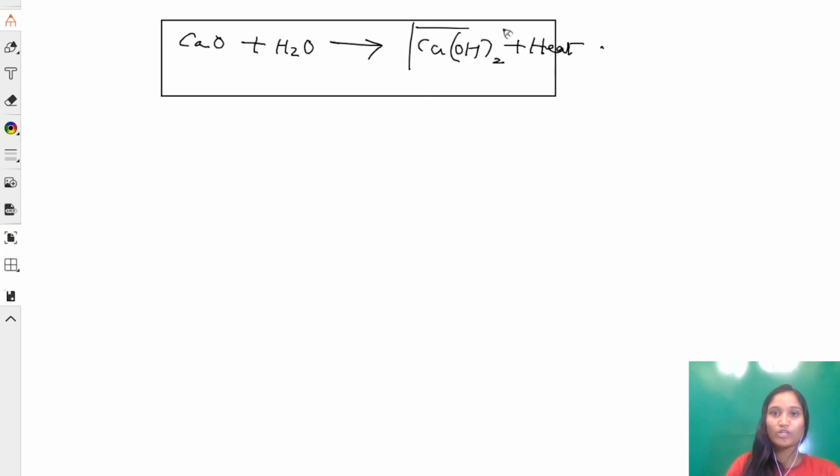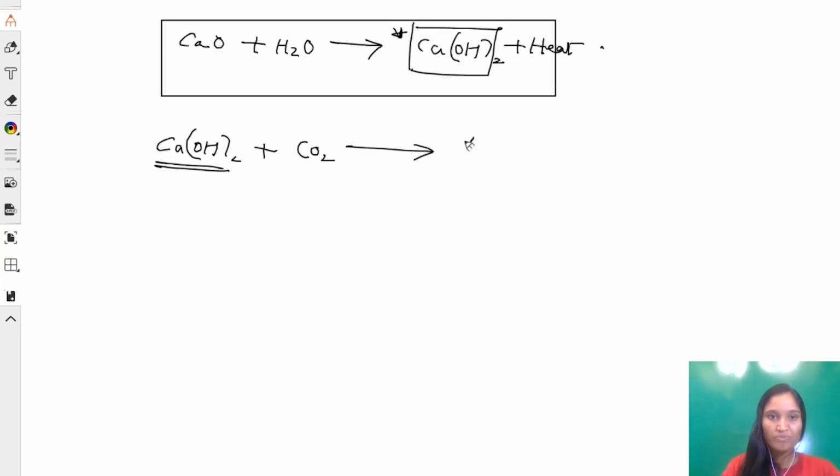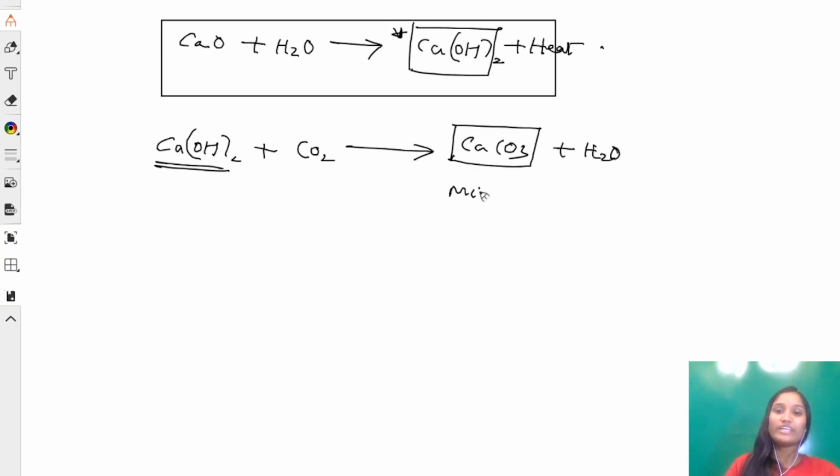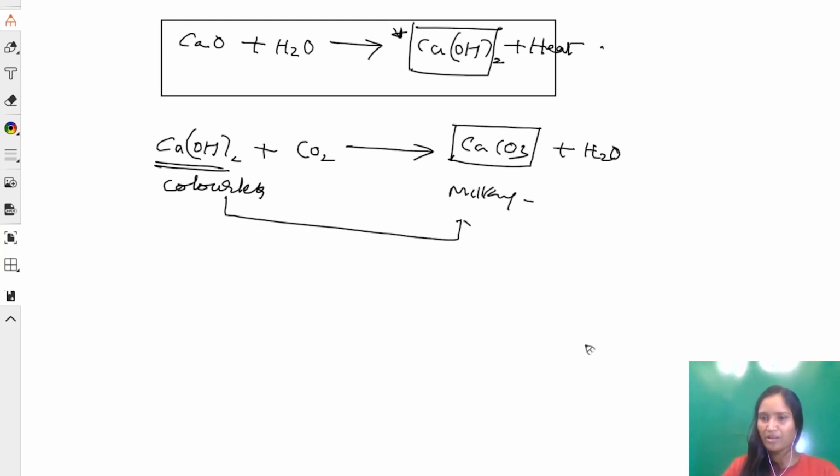But then this calcium hydroxide is important, and there are many reactions which come around it. So the questions are, one, what happens when you pass carbon dioxide into a solution of calcium hydroxide and water? They both react with each other and lead to formation of calcium carbonate, and along with that water is also formed. The calcium carbonate produced is milky or white in color, and calcium hydroxide solution is colorless. So after this reaction, you will find the color change from colorless to milky. This is one reaction.